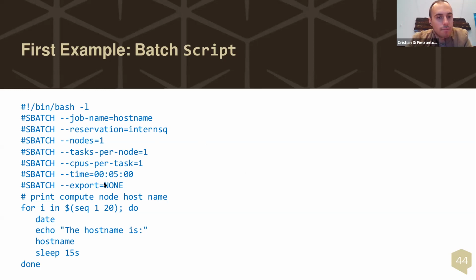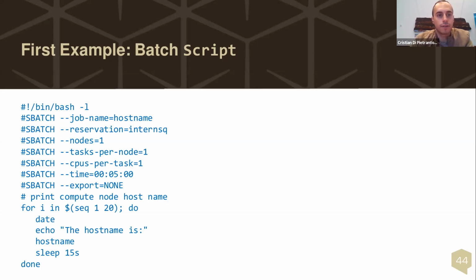So in this example, we are running a single process on one node, and the time limit is 5 minutes. We are going to also use the reservation we have in terms of the interns queue, so that the job will be assigned to a node in the reservation. I'm going to explain reservations in a few seconds.